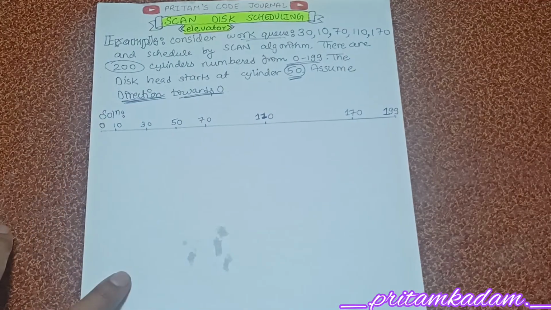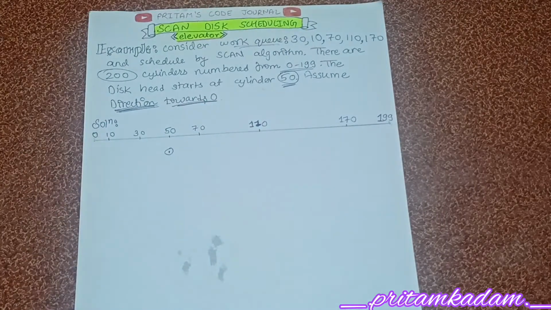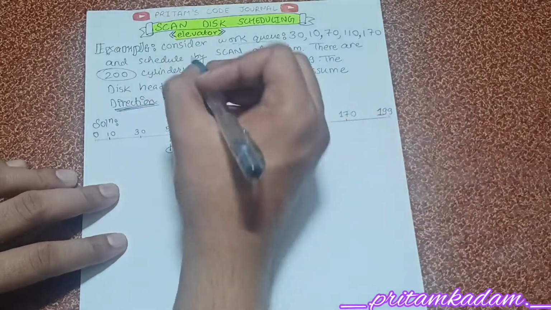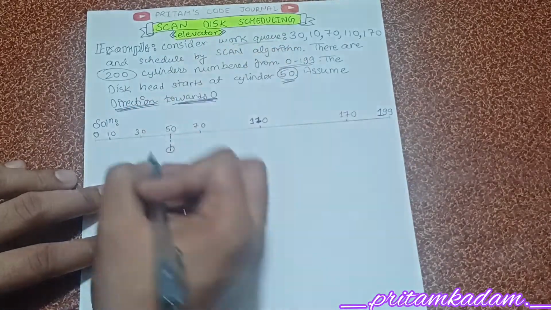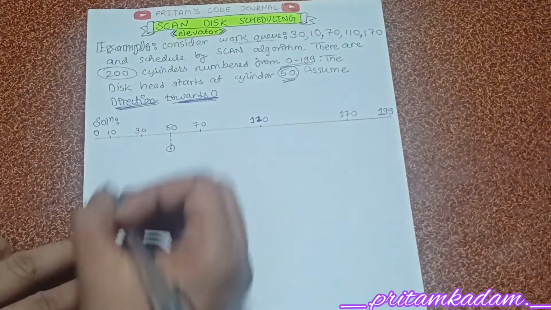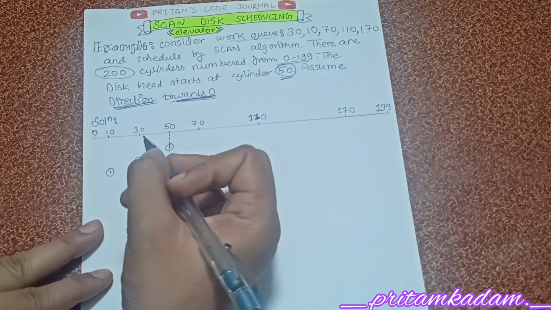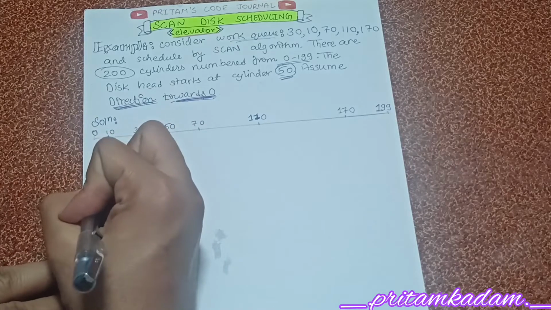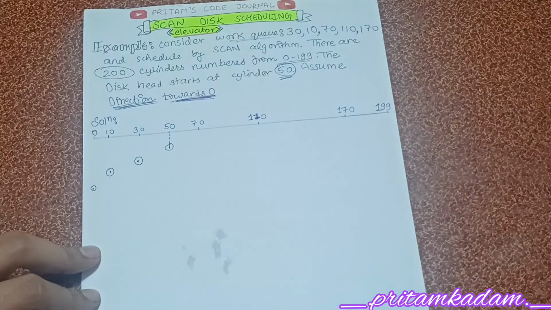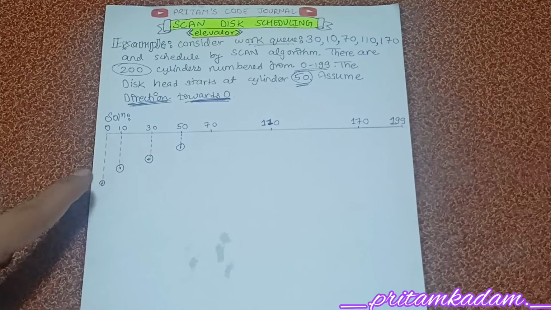Okay, so the initial head is at 50, so we will mark the point first over here. The scan direction is towards 0, so it will go towards 0 till 0. It will execute all the requests that the head finds in its direction. In the track towards 0 we have 30 and 10. After 30 and 10 are executed, the head will go towards 0. We will mark this much now.